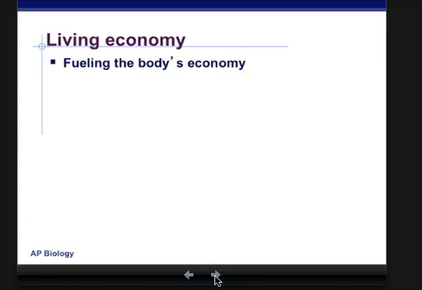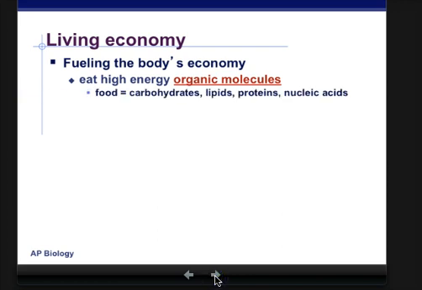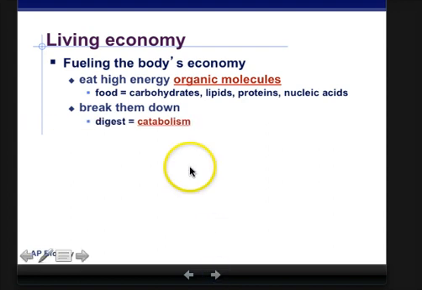Okay, fueling the body's economy. And here's how we put together the things we've been learning about cells and what we've learned about the chemistry of life. We eat high energy organic molecules. So our food is carbohydrates, lipids, proteins, and nucleic acids. We take all that in the food that we eat and then break them down. So digestion is catabolism. So digestion is a catabolic reaction.